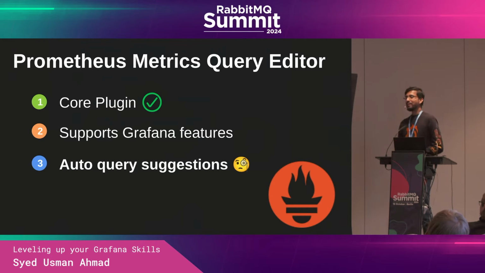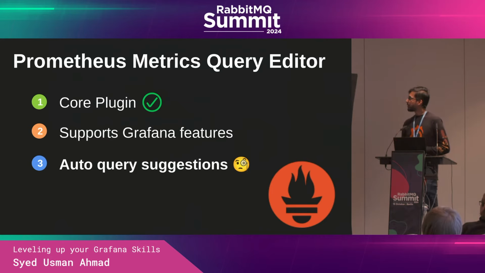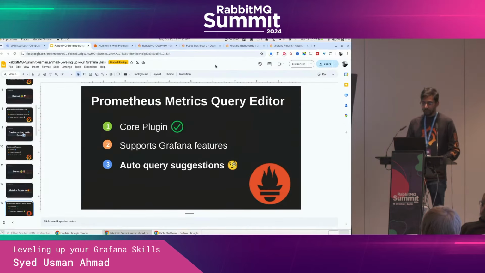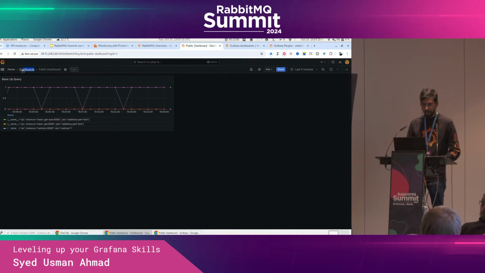In this demo, obviously, Prometheus is used as a main component. It is also a core plugin in Grafana. It is also part of the CNCF project. And because it's core, it almost supports all the Grafana features. The one new improvement, which is very, very recent, is auto query suggestions. So what does it mean? So let's go back here.